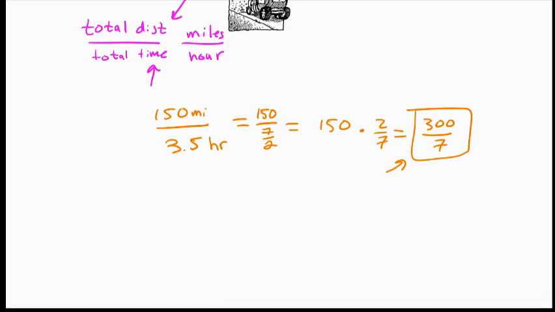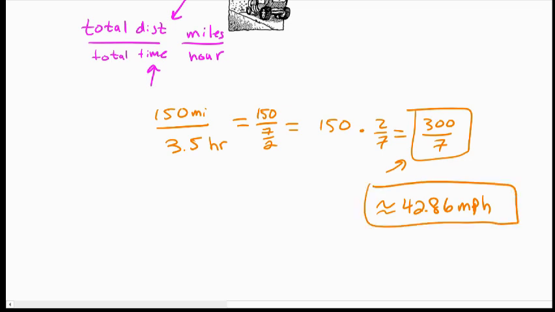Let me plug it into a calculator. 300 divided by 7 is about 42.86. And that's our average speed in miles per hour. So again, this one we needed a calculator because 300 doesn't divide easily into sevenths. But we do get about 42 miles per hour.